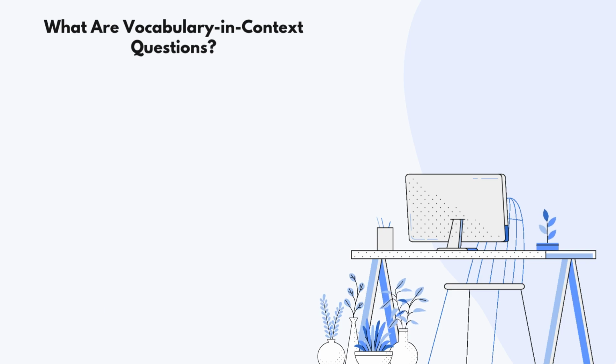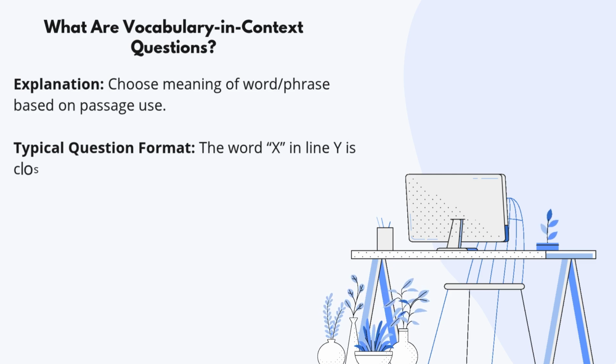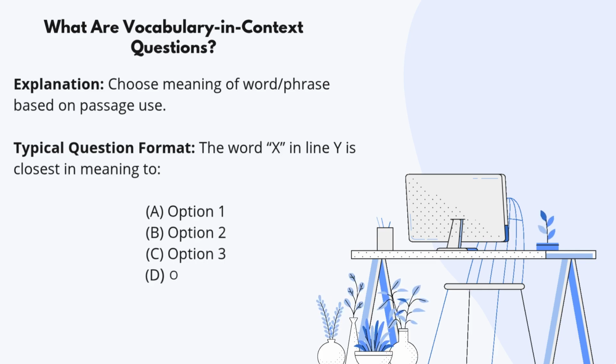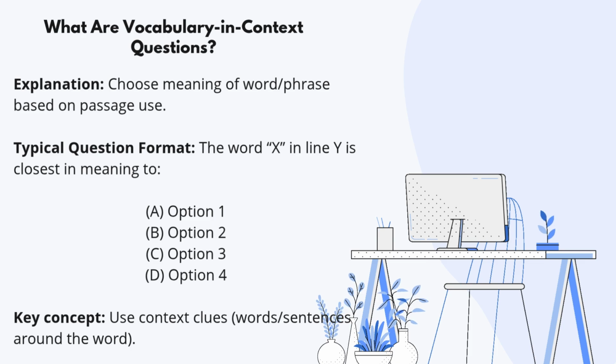These questions ask you to choose the meaning of a word or phrase based on how it is used in a passage. They usually look like this: The word X in line Y is closest in meaning to... And then you will see four options: A, B, C, D. The good news is, you don't need to know the dictionary definition of the word exactly. Instead, you use context clues. These are the words or sentences around the difficult word that help you understand its meaning.